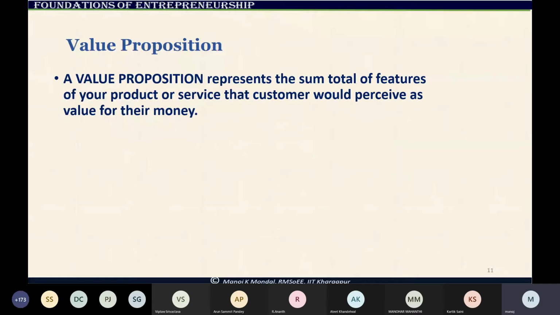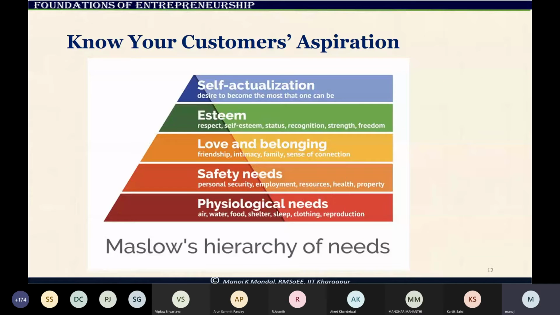So a value proposition, I have defined it too many times. You read it from there. I don't want to bore you more. Know your customer's aspiration. First of all, customer pain, and then beyond pain, you should understand the aspiration, their liking, disliking, etc.